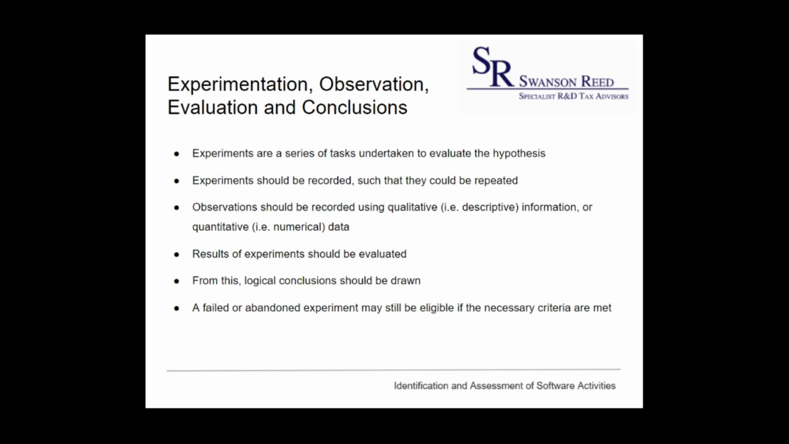From this, logical conclusions can be drawn about whether the results supported the hypothesis and why or why not. Where experiments do not yield the required results, the inputs to the experiments, such as software code or design parameters, may be varied and further experiments conducted until such time that the outcome is known or able to be determined. A failed or abandoned experiment may still be eligible if the necessary criteria are met, and failed experiments may indeed help to evidence that there was an unknown outcome prior to conducting the failed experiment.